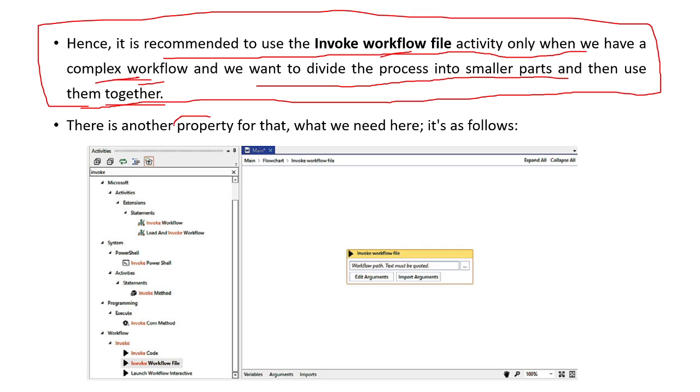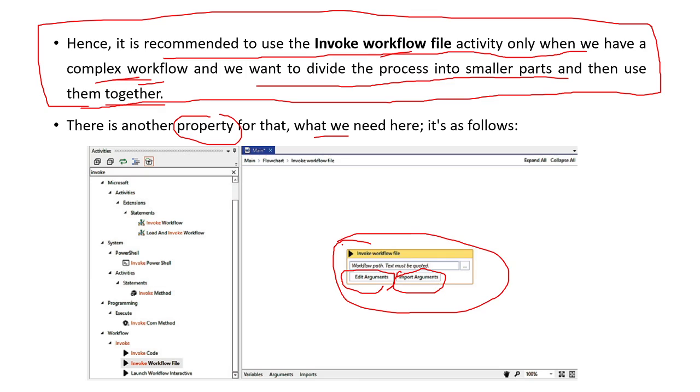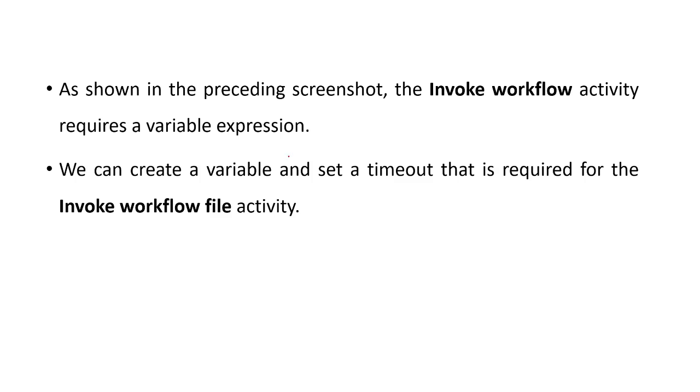Another thing that you need to be aware about workflow is arguments: import arguments, edit arguments. We already have learned arguments are used to pass the data from one workflow to another workflow, right? And there is an activity called invoke workflow file, which will help us to invoke the existing or already created workflow file. As shown in the preceding screenshot, the invoke workflow file activity requires variable expressions, that is nothing but arguments, right?